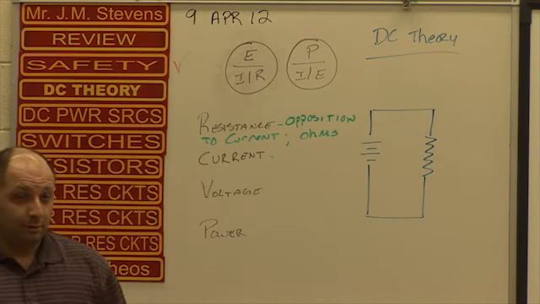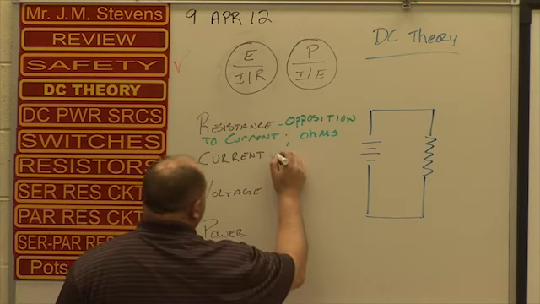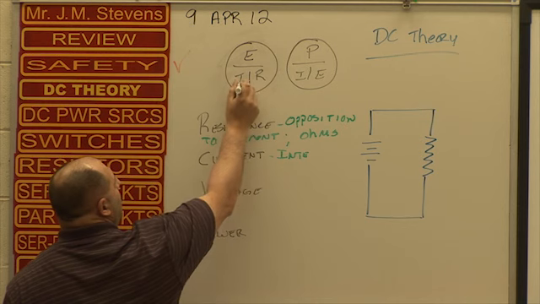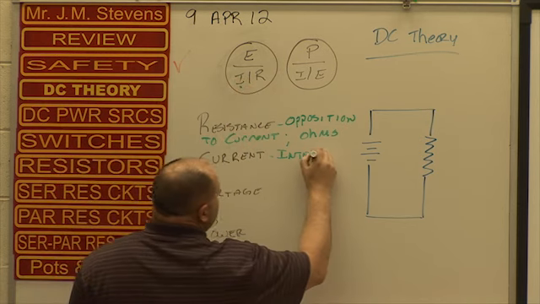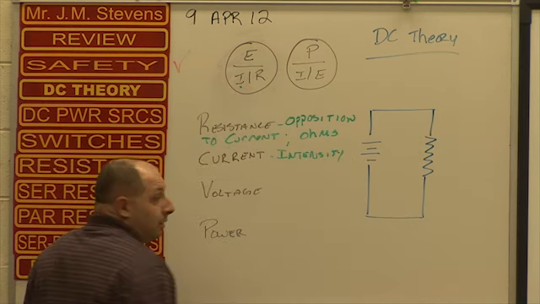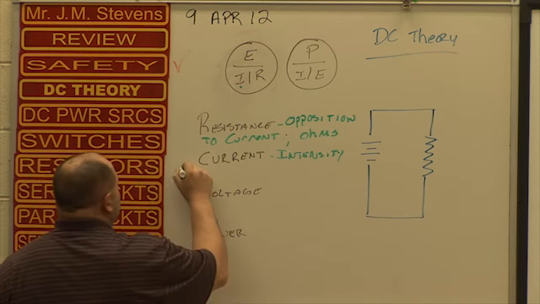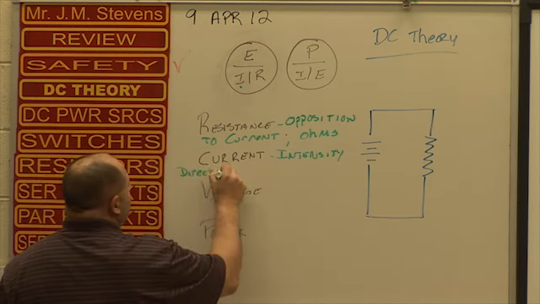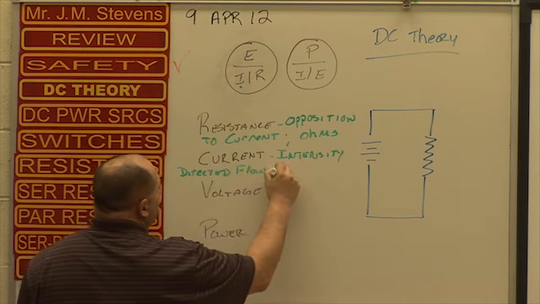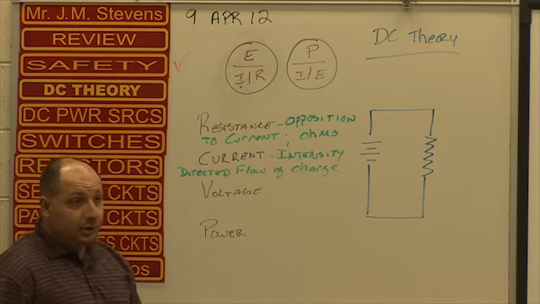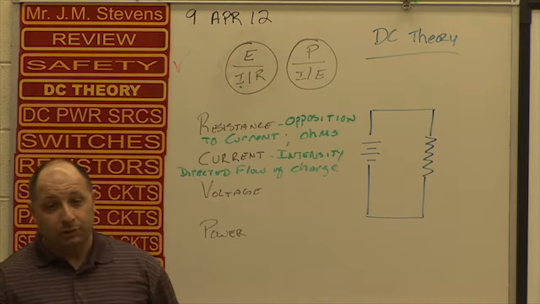It's the intensity of the charge. I like that word, intensity, because that's where the I comes from in Ohm's law. Intensity, directed flow of charge. That's a really good definition. That's what it is. It's the directed flow of charge.